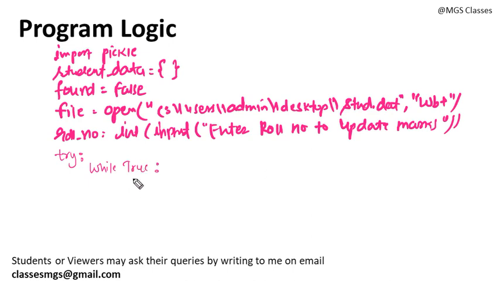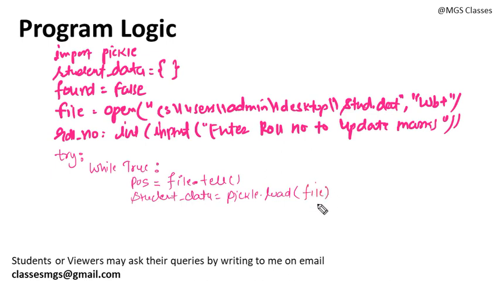Let's suppose I am using a position variable POS, and the file.tell method basically returns the current position of the file pointer. Now I need to read the file. So student underscore data, this file will be read line by line using the pickle.load method, passing the file here. And then we will check whether the roll number is equal to the roll number that the student is looking for.